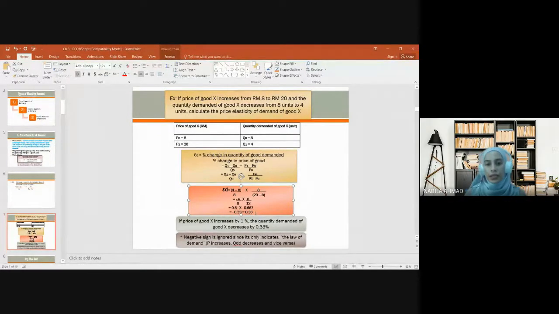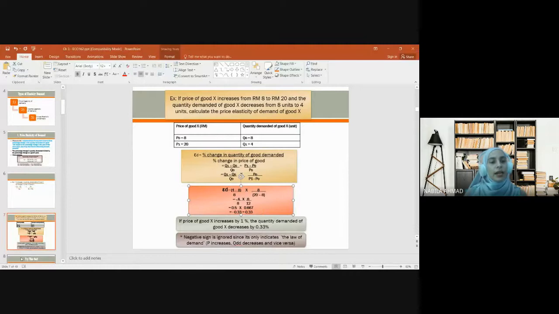So apa maksud 0.33? Ya, maksudnya harga naik kan? When price increases by 1%, the quantity demanded decreases by 0.33%. So itu kita cara nak interpret lah apa maksud 0.33.